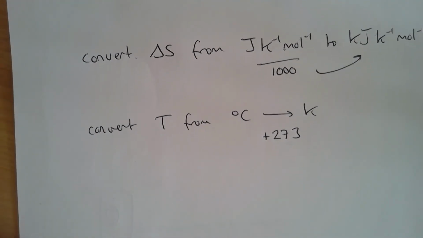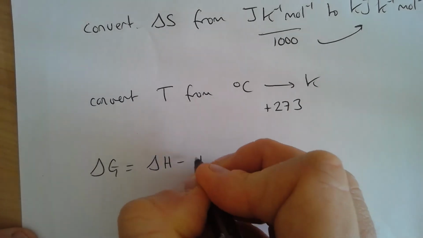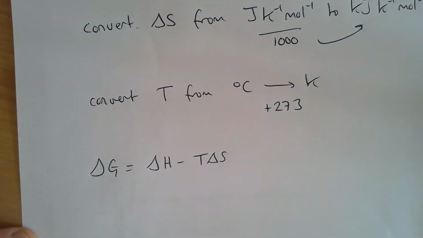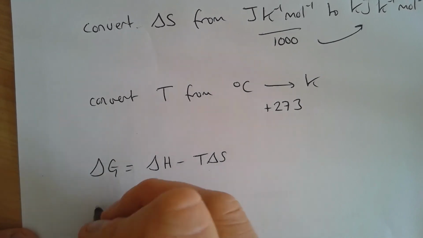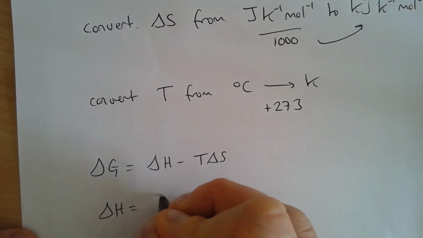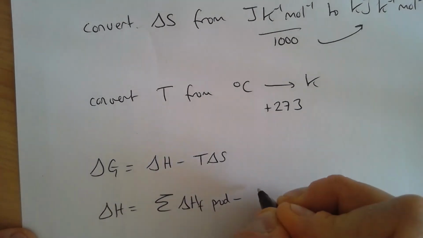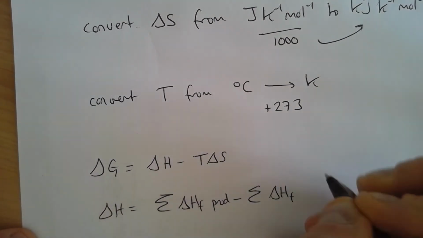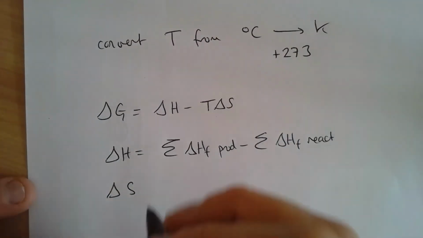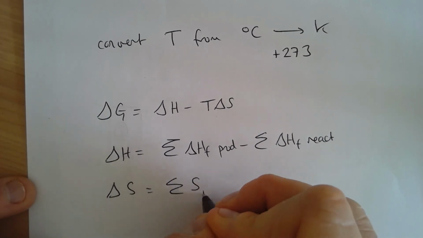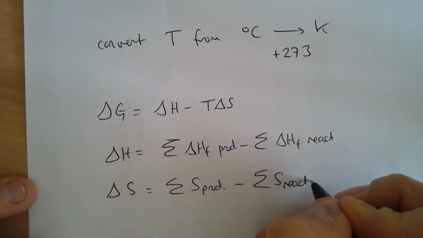And then there's three equations we need. We need delta G equals delta H minus T delta S, and that's something you have to learn, you have to know that equation, the free energy equation. And also that delta H equals the sum of the enthalpy change of formation of the products minus the sum of the enthalpy change of formation of the reactants, and delta S is equal to the sum of the entropies of the products minus the sum of the entropies of the reactants.